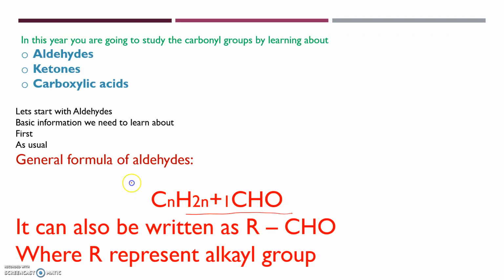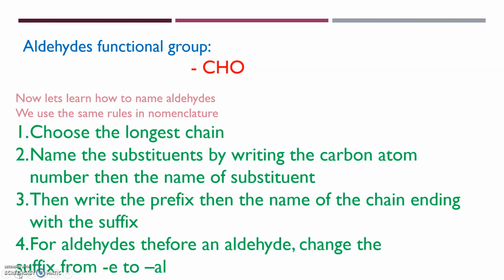You can write that as the general formula, or instead of the part CnH2n+1, you can use R. R is an alkyl group. It's the same thing. CnH2n+1 is the general formula of an alkyl group. So both of these are correct general formulas of aldehydes. Now, what about the functional group? Like any other homologous family, there is a functional group that differentiates that compound from many other hydrocarbons. So the family of aldehydes has one functional group, which is CHO. So this is about the general formula and the functional group of aldehydes.